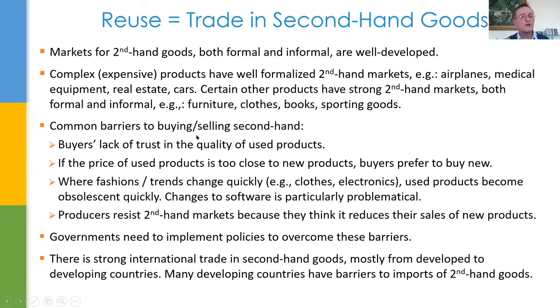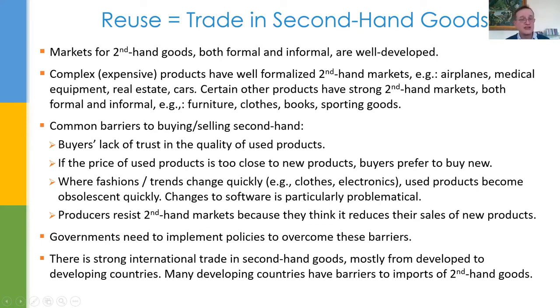What are some of the common barriers to the buying and selling of second-hand products? Well, the biggest one, of course, is a buyer's lack of trust in the quality of used products. They're never really sure that this product is going to work properly. And if the price of the used product, again, like in repair, is too close to the new product, buyers prefer to buy new. Especially if there's a lack of trust in the quality, you say, well, I'll pay some more, but at least I'll be safe and I'll know that it works.